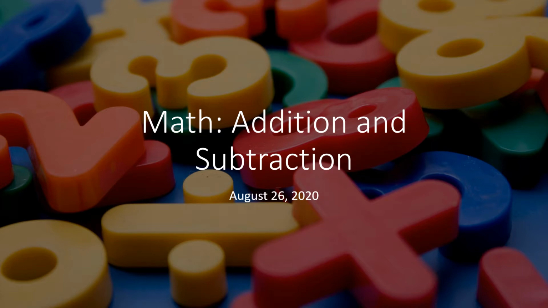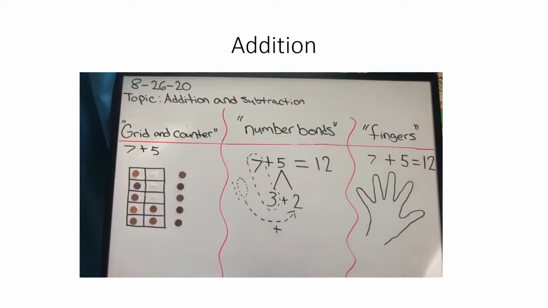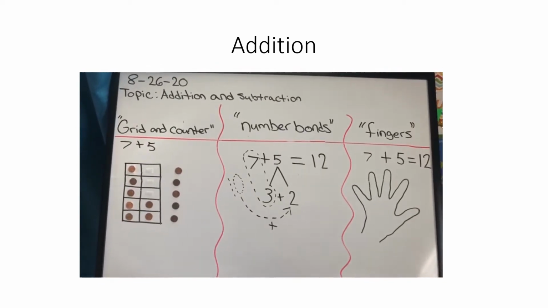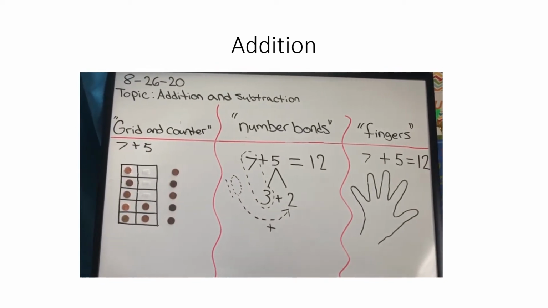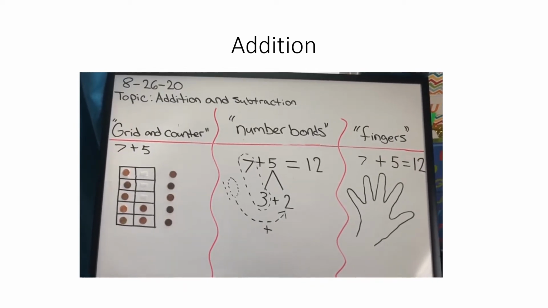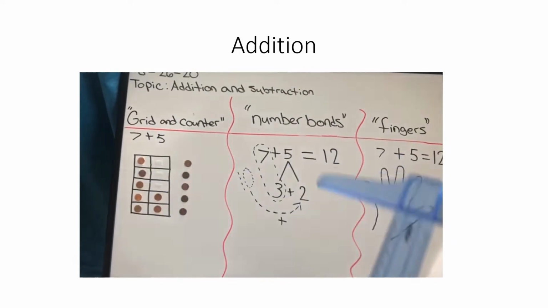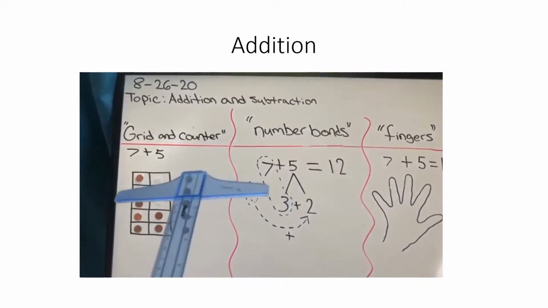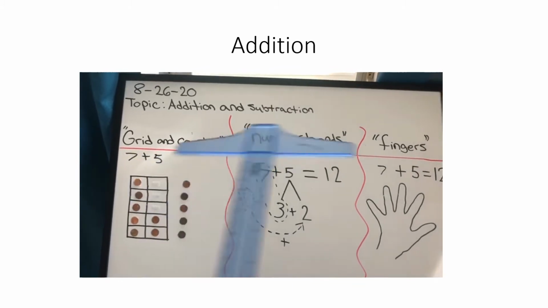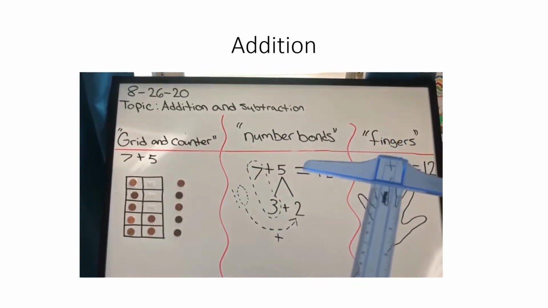Today we are going to talk about addition and subtraction. Hi everybody, today is August 26, 2020 and the topic for today is addition and subtraction. So right now we're going to focus on addition and we have three methods for you to do that. Three methods for you to add numbers. We have method number 1, grid and counter, method number 2, number bonds, and method number 3, fingers.